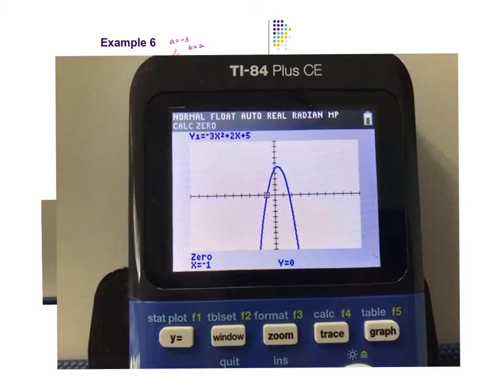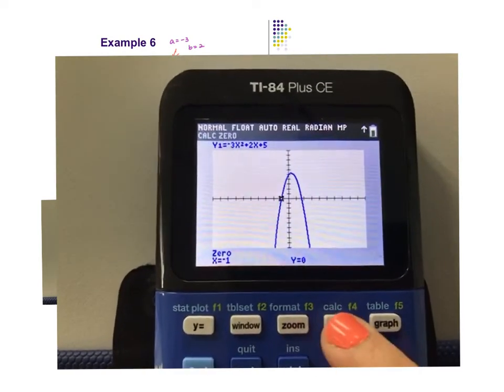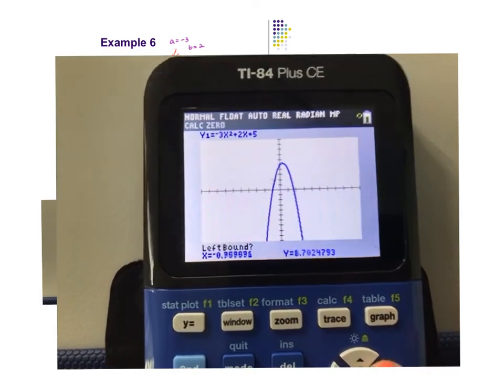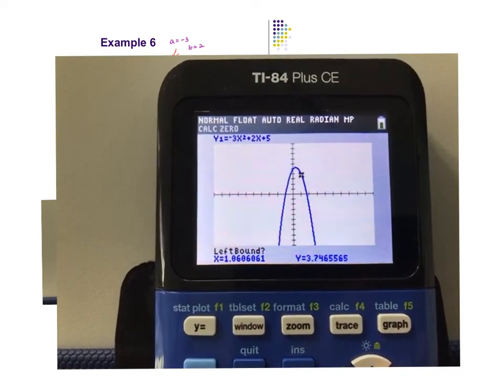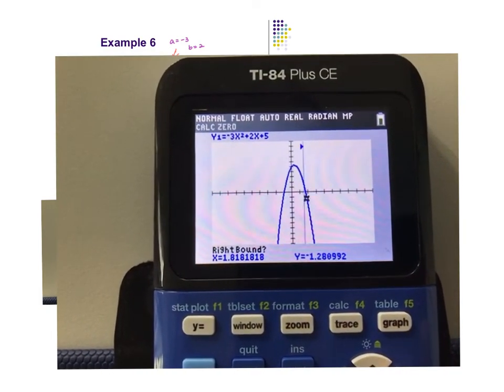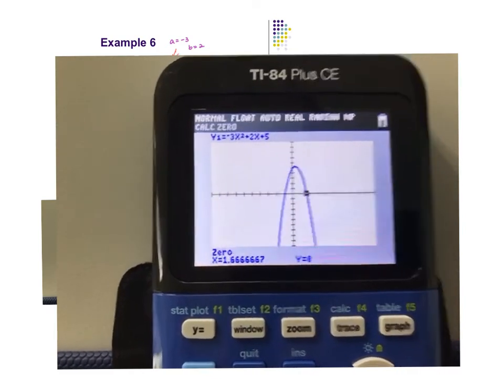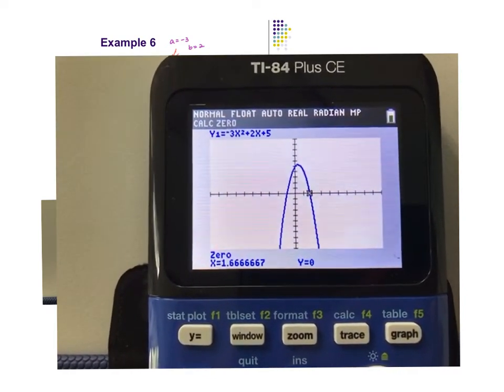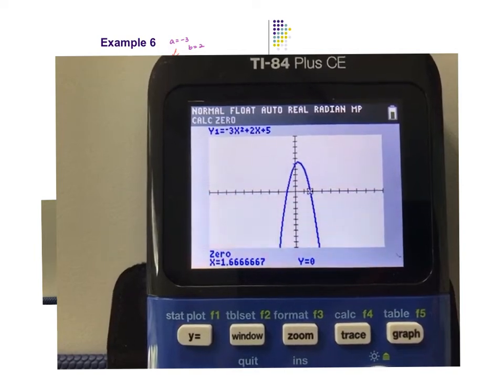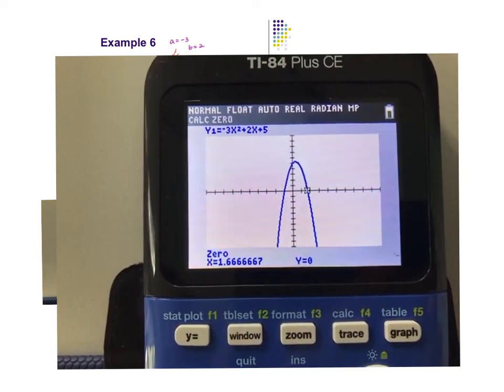We don't write this in coordinate point form. Then I'm going to do that again. Second trace, go to my 0, go to the left of my second one, which is anywhere over here, right of my second one, guess, and it's going to bring me to 1.667, which is 1 2/3, or 5/3.